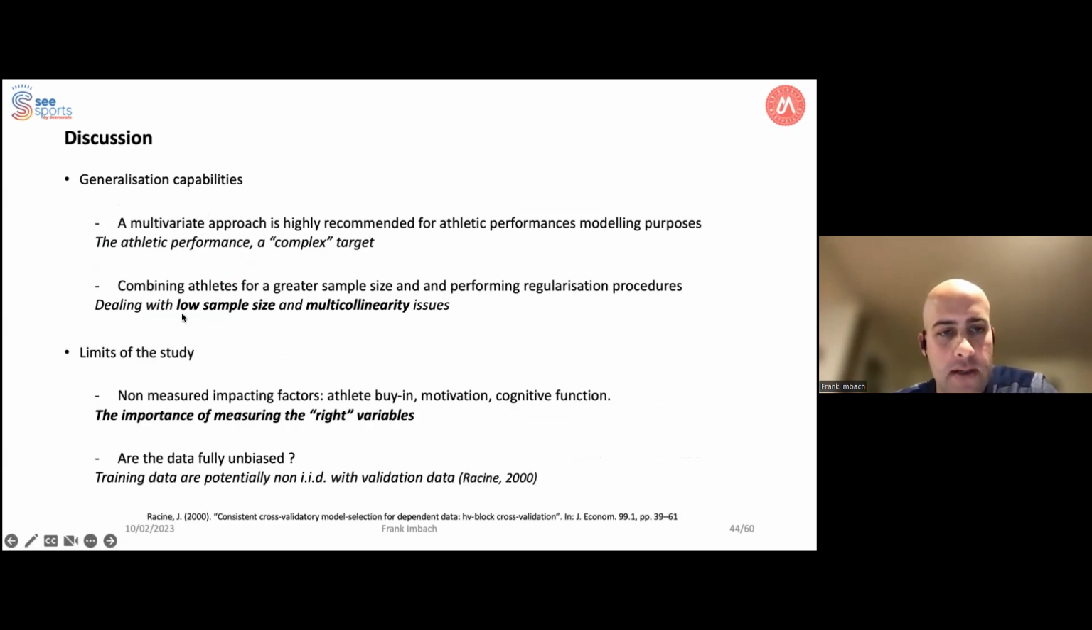As for the limits of the study, I just dropped two limits. We had non-measured impacting factors such as athlete buy-in, motivation, cognitive function, and so on. So it questions the importance of measuring the right variables. What are the right variables? And are the data fully unbiased? Without going into the details, we should leave a gap between training and testing data to be fully robust.